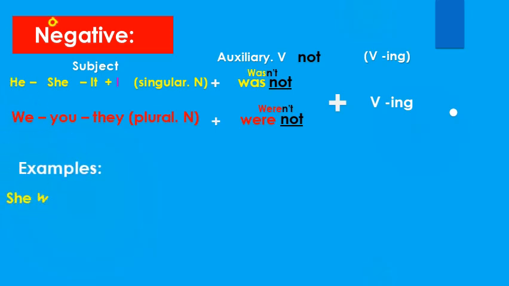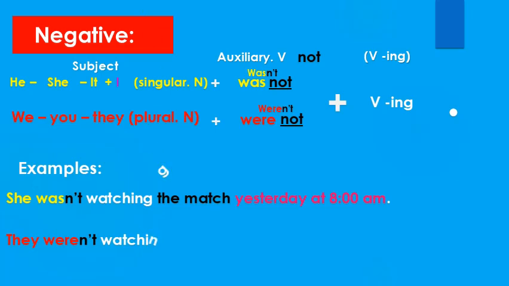So here I have examples. She wasn't watching the match yesterday at 8 a.m. or they weren't watching the match yesterday at 8 a.m. So here you have wasn't. It is the contracted form of was not. And weren't, it is the contracted form of were not.